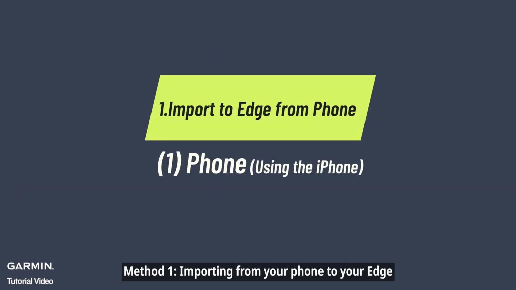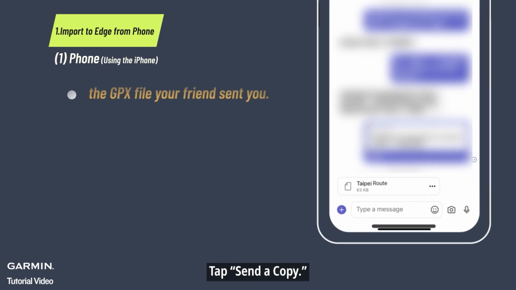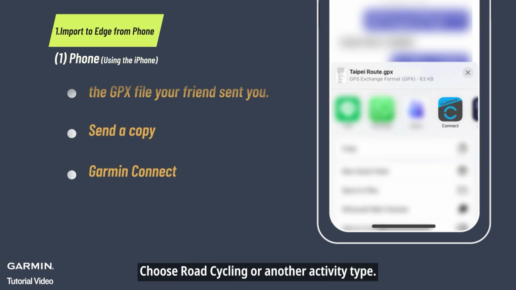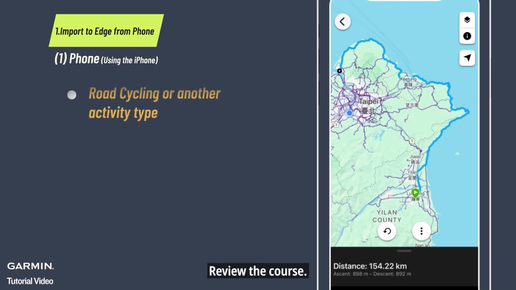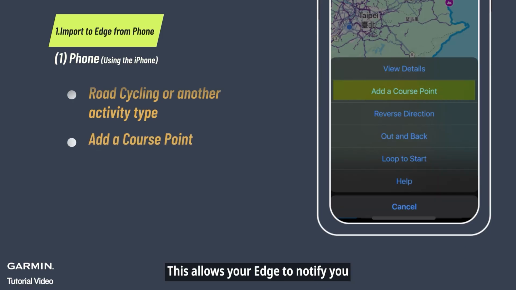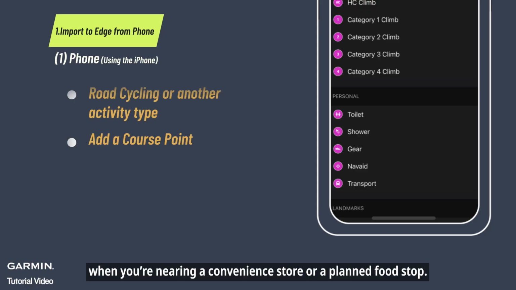Method 1, importing from your phone to your Edge. Tap the GPX file your friend sent you. Tap Send a copy. Tap Garmin Connect. Choose road cycling or another activity type. Review the course. If needed, open the menu and select Add a course point. This allows your Edge to notify you when you're nearing a convenience store or a planned food stop.